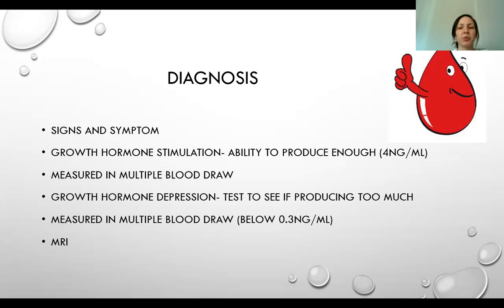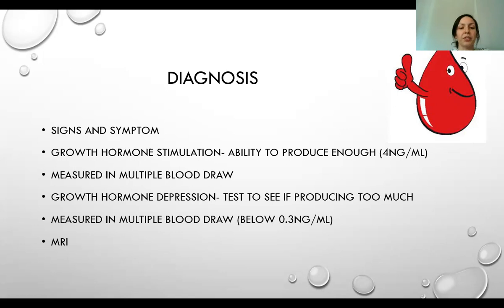So typically what they do is they diagnose by a blood draw in conjunction with signs and symptoms, but the blood draw is done differently. They either do a growth hormone stimulation or a growth hormone suppression. So the stimulation consists of fasting for 10 to 12 hours. Then you're given an IV solution that stimulates production of growth hormone. Blood samples are often taken at timed intervals to see if the appropriate amount is being produced.